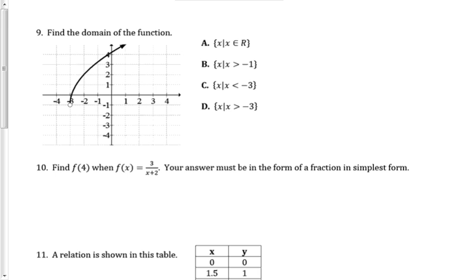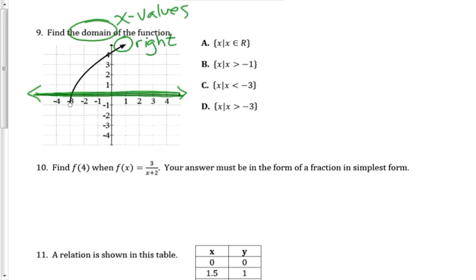Number 9, find the domain. Domain refers to x values. So on a graph, we're looking at the horizontal axis. So as the graph runs left to right, I'm going to look at the arrow here. The arrow is pointing to the right. We have no arrow pointing to the left, but we got a stopping point. The graph stops here. Remember, we're not concerned with up or down. We're only concerned with left to right.